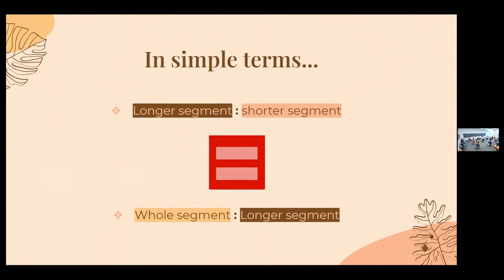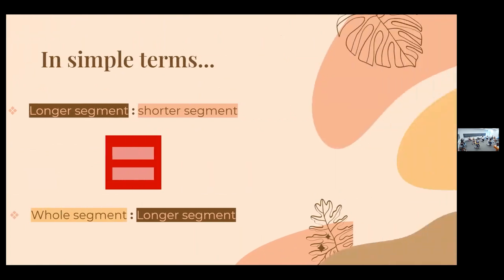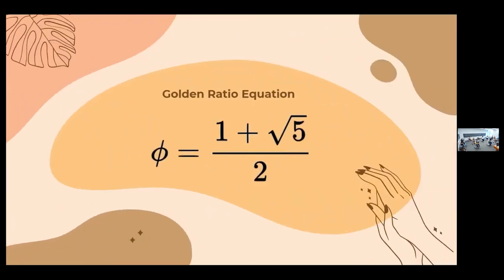So in simple terms, the ratio of the longer segment to the shorter segment should be equal to the whole segment over the longer segment. This is the golden ratio equation where phi equals (1 plus the square root of 5) over 2.